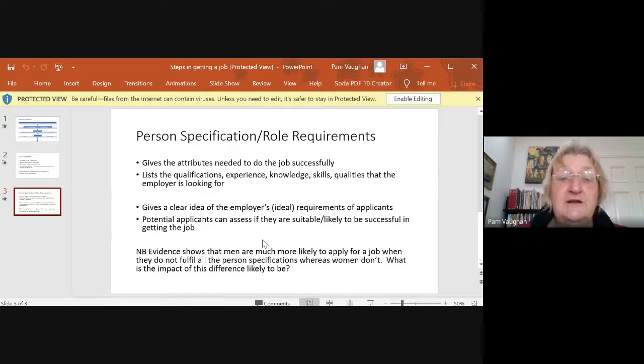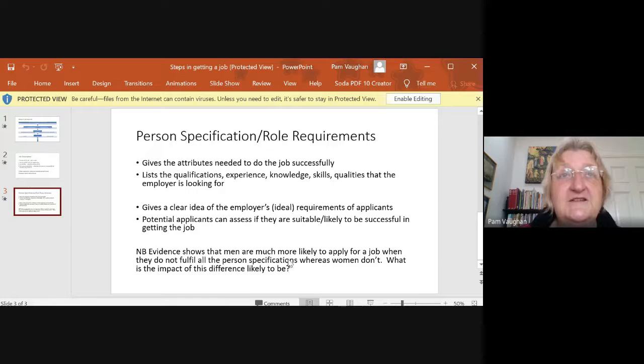However, there's a bit of a debate about this, and we will come back to it later in the course. There is good evidence, at least in Europe, that men look at a role or person specification, think, oh, I can do half of that, I meet 50% of the things they need, and apply. Whereas women look at it, think, oh, I've only got 50% of that, and won't bother applying. So it does tend to be a bit of a selector.